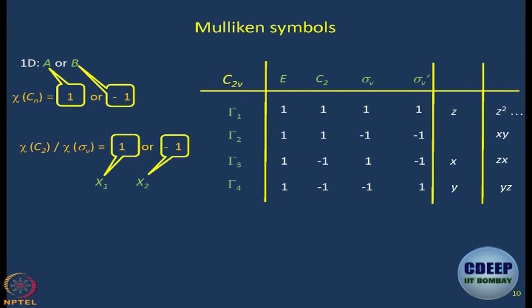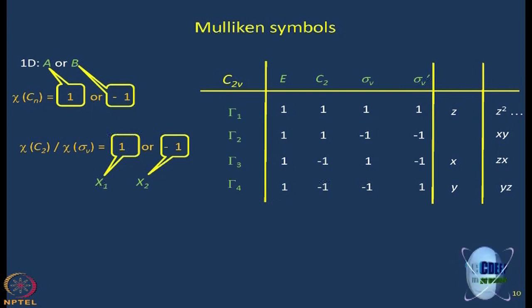Then we talked briefly about Mulliken symbols, and there we said that if it is one dimensional, then you either call it A or call it B. A if the character for the principal axis of symmetry is 1, B if it is -1. Then if you take perpendicular C2s or sigma V's, and the character is plus or -1, that tells you which subscript to use, 1 or 2. That way we arrived at the names of the symmetry species A1, A2, B1 and B2.